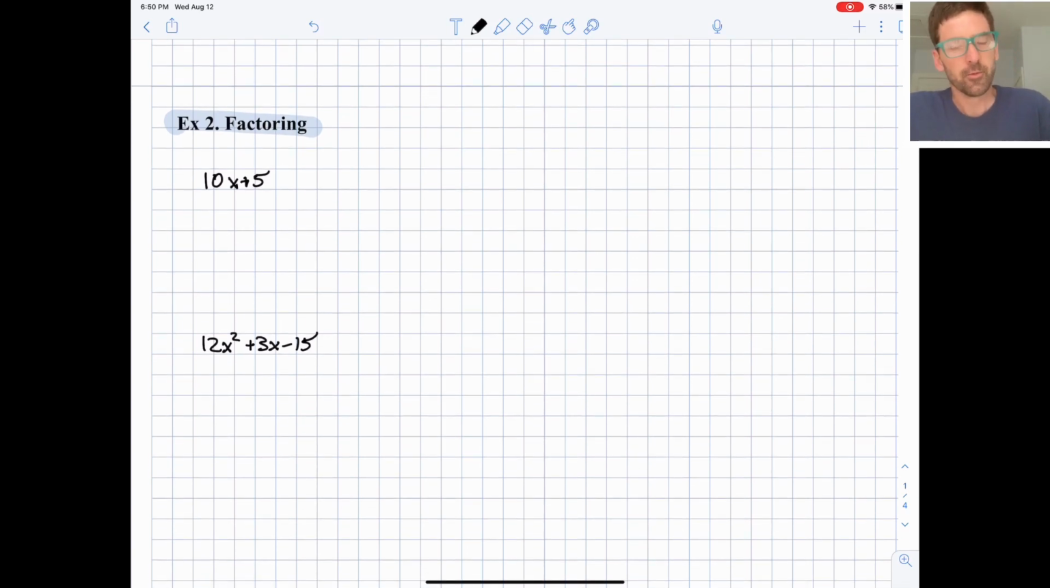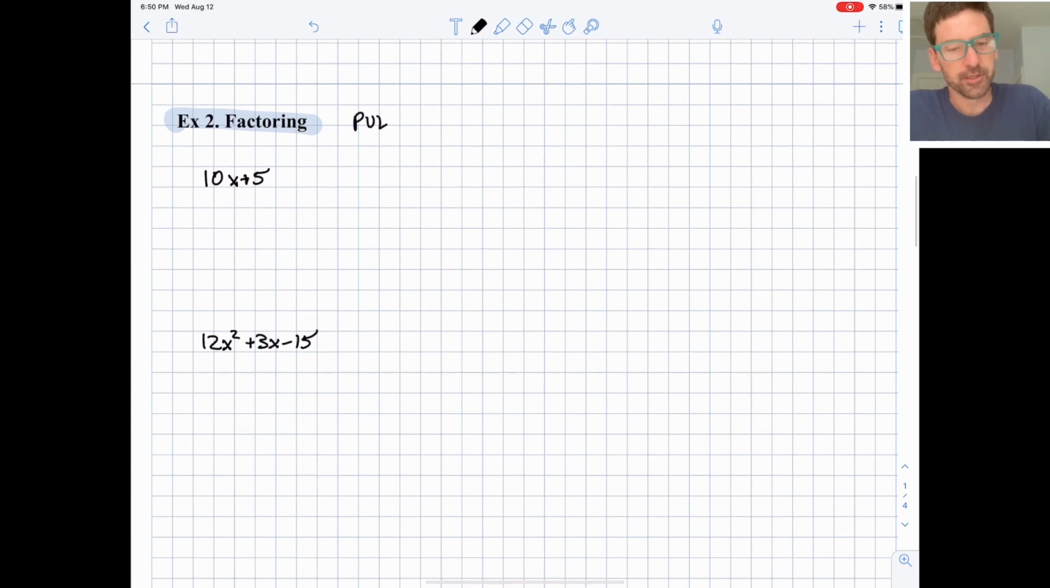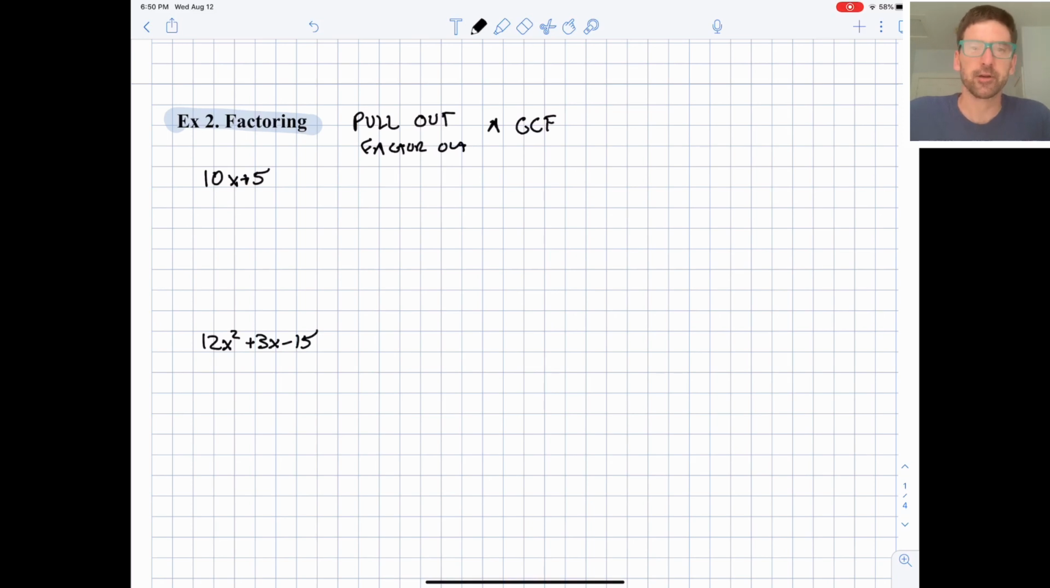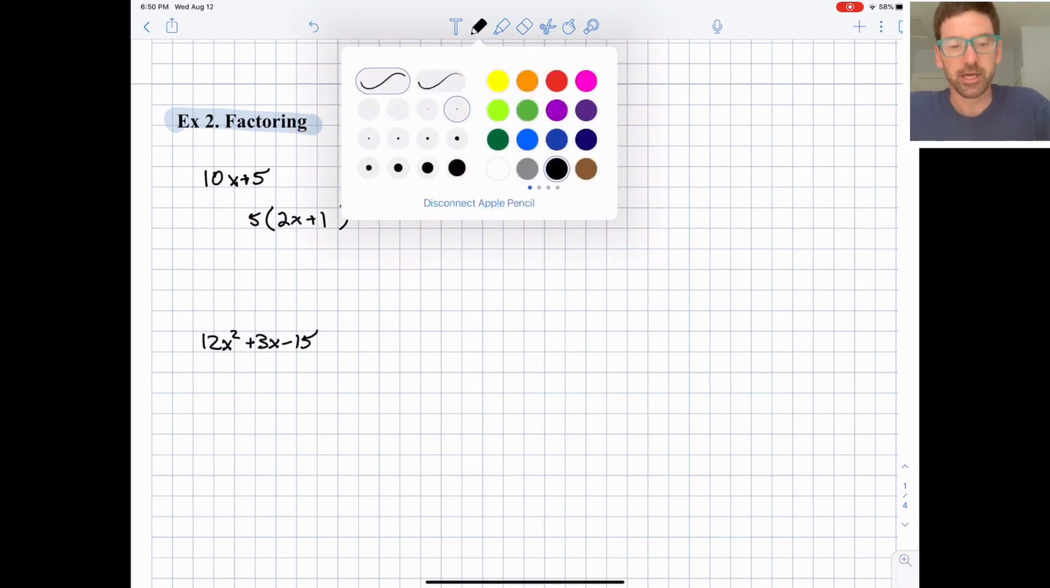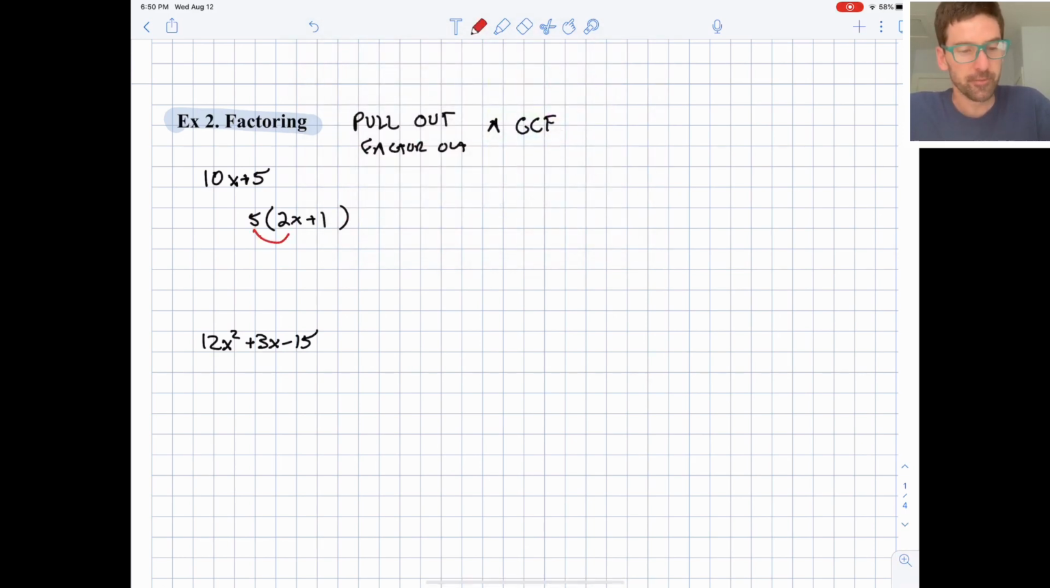So factoring, one thing we try to do first is what I call pull out or factor out a GCF. Okay, and put that up front, throw in some parentheses, we're doing the reverse distributive law. So 10x plus 5, GCF is going to be 5. And what stays behind, we have a 2x plus 1. You can always check these by doing the distributive property, okay, and it would check out.